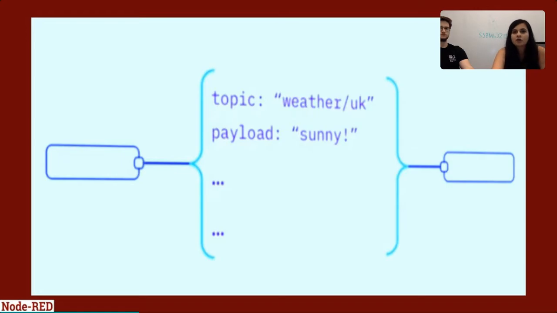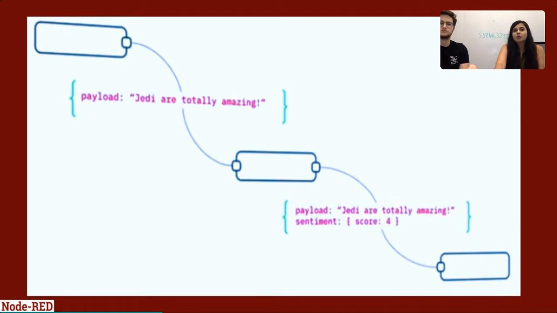So, if we take, for example, this example, we're passing a payload. For example, Jedis are totally amazing. And then if we have a node right here that is doing some sort of text analysis or sentiment analysis, instead of you having to write out that algorithm, that node itself is doing the algorithm for you and passing on what that sentiment score is like.